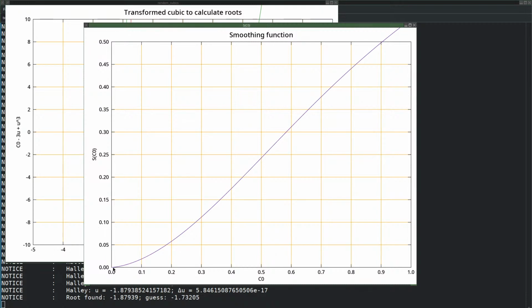Clearly it goes through 0, 0. So maybe, yeah, just a quadratic multiplied with C0. And draw the same thing divided by C0.